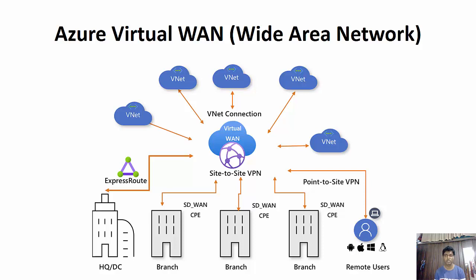So with the use of Azure vWAN, once you create the vWAN and once you create a new virtual hub, from there you can connect to the remote users using point-to-site connection. You can connect to the site branch offices using SD-WAN, that is site-to-site connection, and ExpressRoute to connect to your data centers. And to connect to other Azure regions, you can connect a VNet connection.